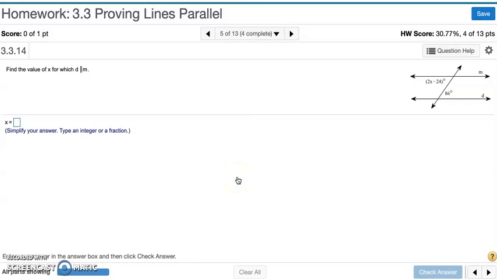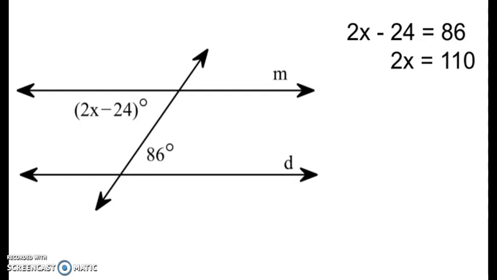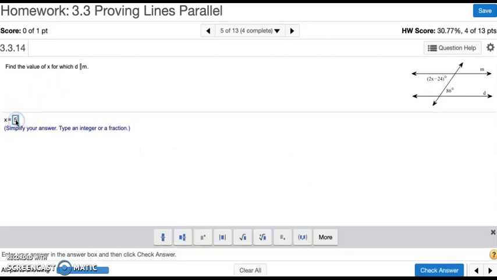Number 5. Find the value of x for which D and M are parallel. For D and M to be parallel, those two angles would have to be equal. So let's set those two equal to each other so we can find x that will make that happen. So we'll have 2x minus 24 equals 86. Add 24 to both sides, you get 2x equals 110. Divide both sides by 2, and you get x is 55. That's the answer, so let's type it in. So x equals 55.